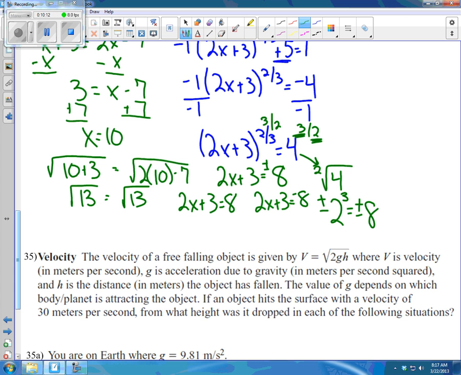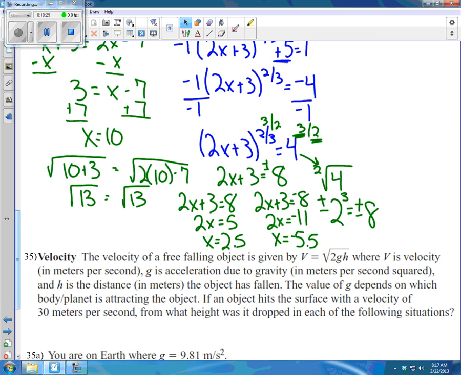In the first one, I'm going to subtract 3, and then I'm going to divide by 2, so I get 2.5. And then I'm going to go ahead and solve for the other one. I'm going to subtract 3. This time I get negative 11, and when I divide by 2, I get negative 5.5. So now I want to see, are these extraneous?